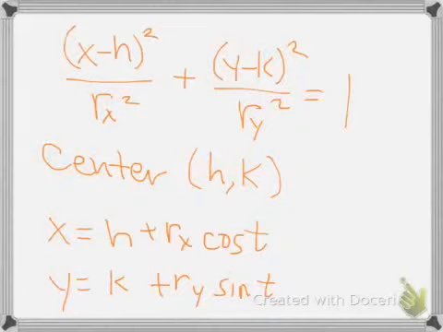Now the longest axis is the major axis. That's the number that's bigger underneath the x minus h squared or the y minus k parentheses squared. Whatever number is bigger tells you where your major axis is. Okay, now on an ellipse, you have the center point, which is h comma k, and then you have your ellipse that you draw.